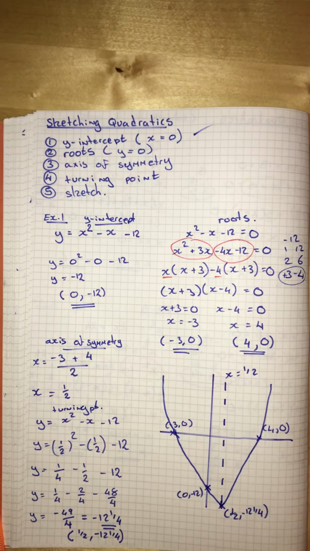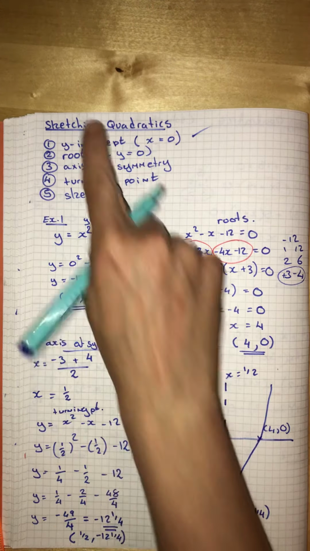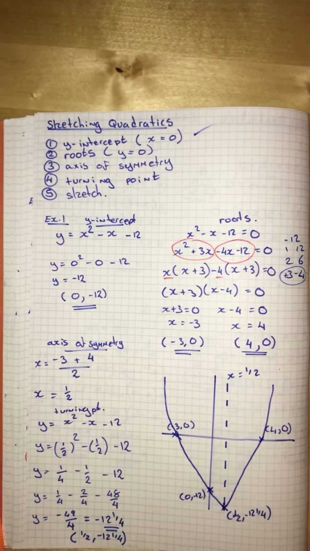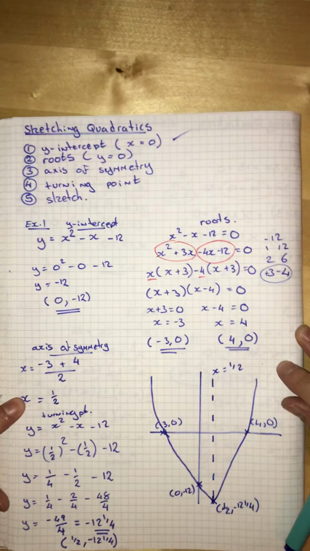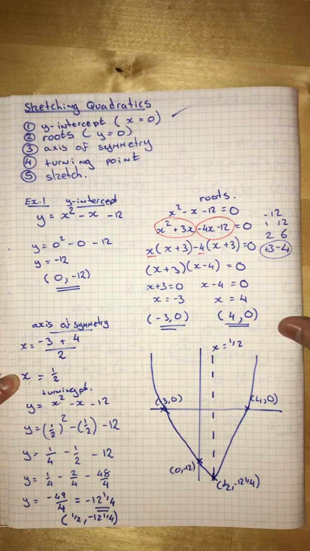Like that. It's not the neatest, but you get the idea. Okay, 5 steps: y-intercept, roots, axis of symmetry, turning point, and then sketch it. Okay, so I'll pause that there in case you're wanting to pause the video at this point, because I'm going to do another example. I'll hold it.